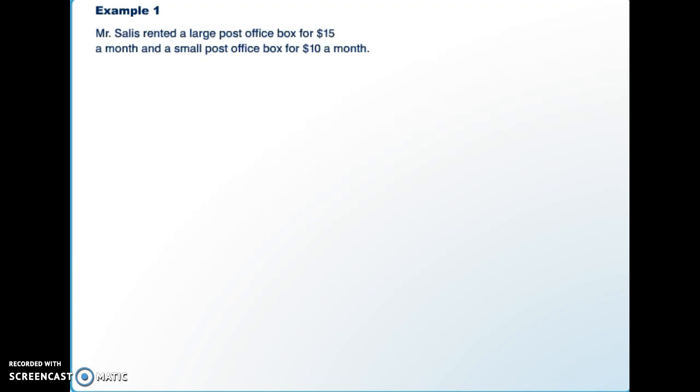Example 1. Mr. Salas rented a large post office box for $15 a month and a small post office box for $10 a month. He had to pay a one-time registration fee of $20. The expression 15M plus 10M plus 20 gives the cost in dollars of renting the post office boxes for M months. Simplify the expression by combining like terms.